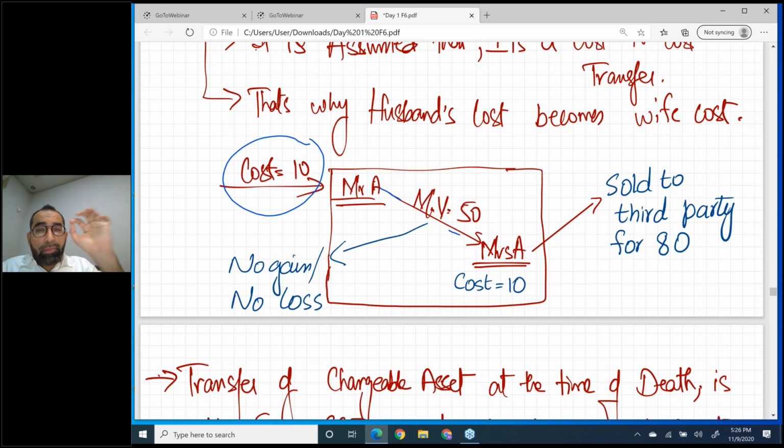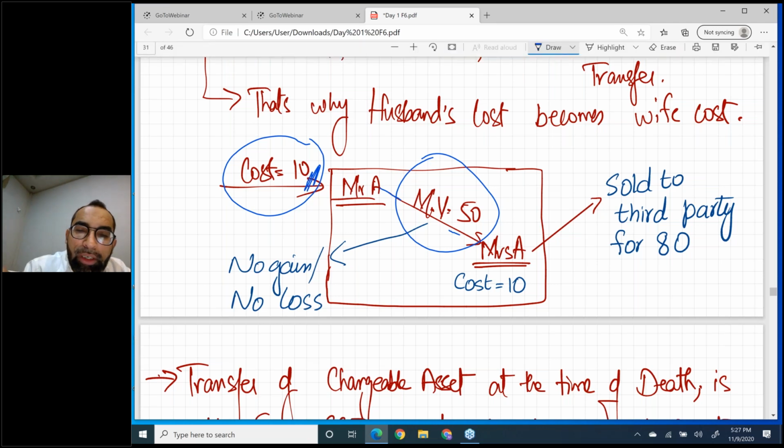Now, write it in your heart that the transfer between husband, wife, and civil partners, this transaction is nothing. Just ignore it. This is a no gain, no loss transaction. Sir, what do you mean by no gain, no loss? No gain, no loss means gain or loss zero. That means husband transferred the asset to wife cost to cost. That means DP and cost are the same. So whatever will be the cost of husband will become the cost of wife.